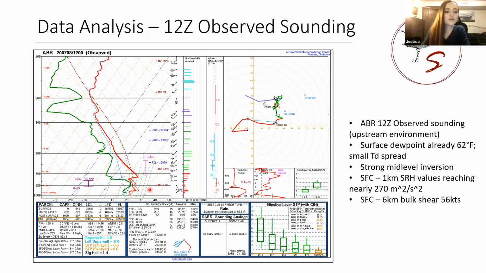So for those that do know at least a little bit about data analysis with these soundings, the first couple of notable things here is a strong mid-level inversion. This is pretty typical for early morning soundings, but surface dew point is already at 62, and surface to one SRH values are incredibly high, almost 270 meters squared per second squared, and shear of 15 knots in the 0 to 1 kilometer level.